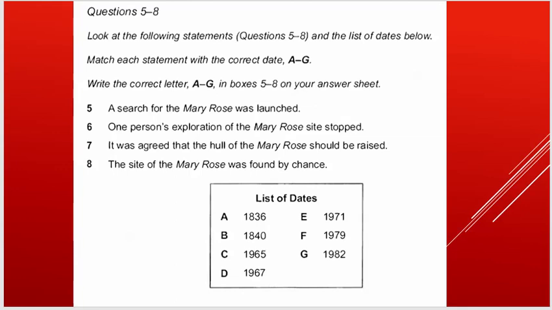So now let's read the given statements here and mark the keywords quickly. The fifth question: A search for the Mary Rose was launched. What is it telling? A search for the Mary Rose was launched. So here it clearly indicates that Mary Rose is a noun, and maybe it was lost, and maybe a search program was initiated, launched, set up, started.